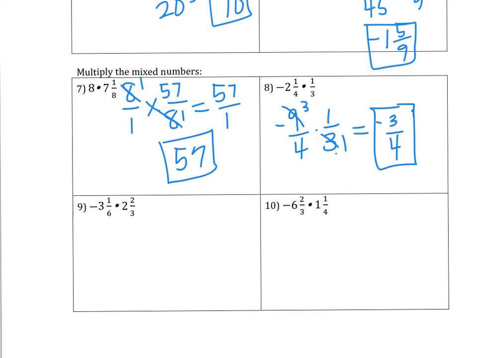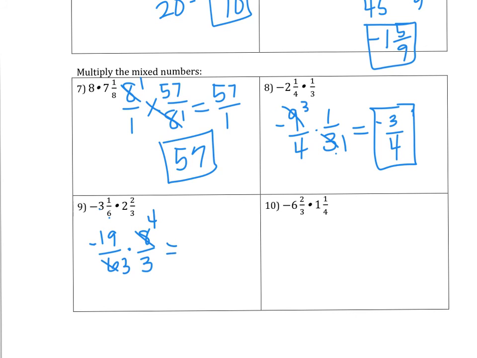Number 9, I'm going to turn my -3 1/6 into an improper fraction, so that 6 times 3 is 18, plus 1 is 19, over 6, and that's going to be negative. Multiply that by 3 times 2 is 6, plus 2 is 8, 8/3. And here I'm going to cross-reduce as well. My 8 and my 6, 2 goes into both of those evenly, so I'm going to divide both of those by 2. That's going to be a 4, and that's going to be a 3.